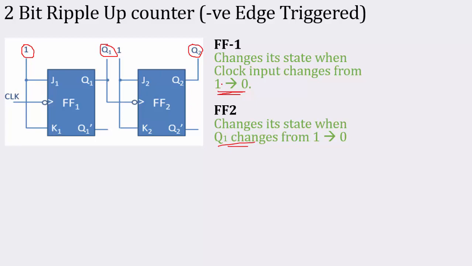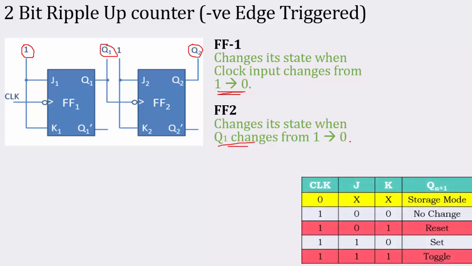The first flip flop changes when the clock changes. For flip flop 2, the clock is connected to Q1, so when Q1 changes state from 1 to 0, at that time only Q2 can change its state from the present state to the next state. Note that when J and K are both 1, it works in toggle mode. That means the present state will change to the next state in terms of complement.